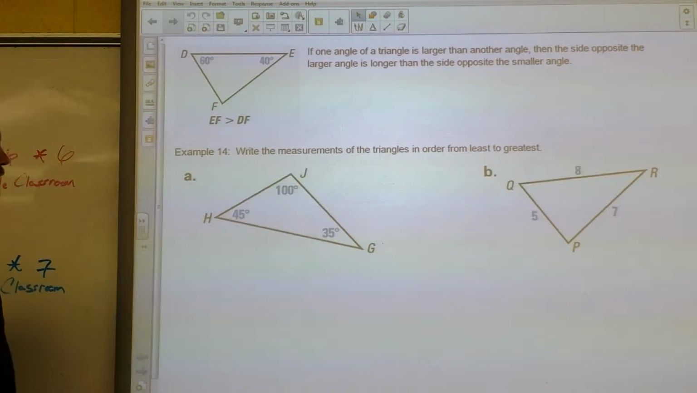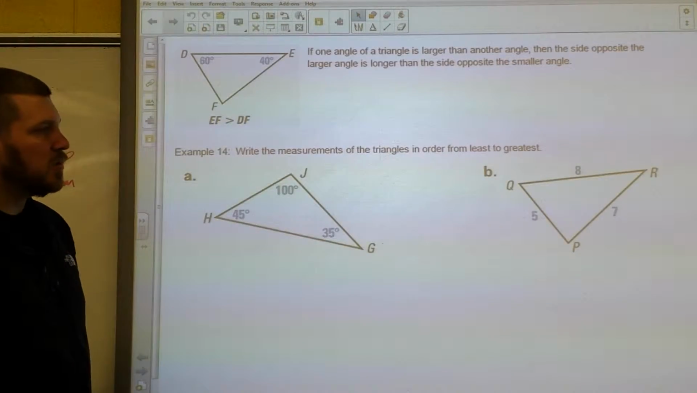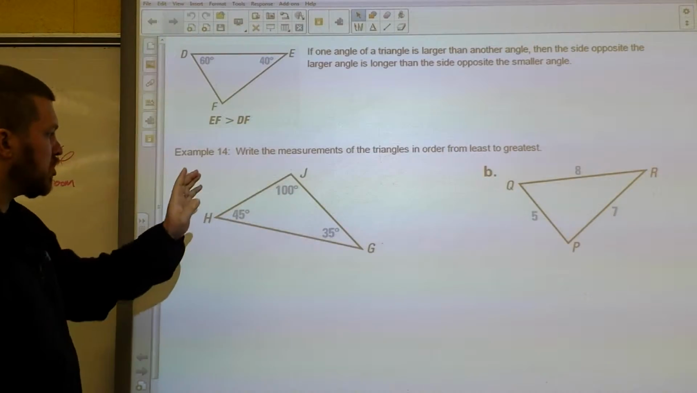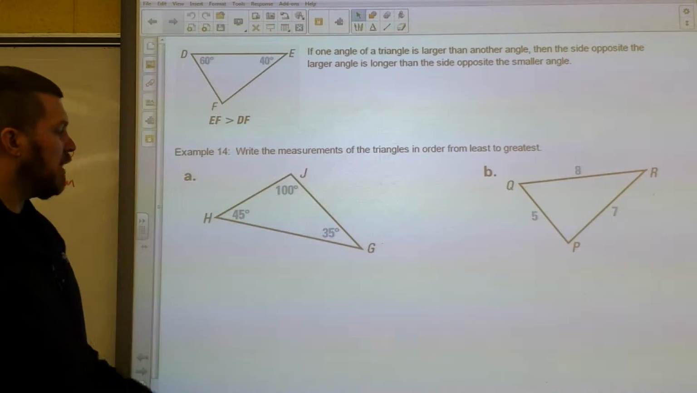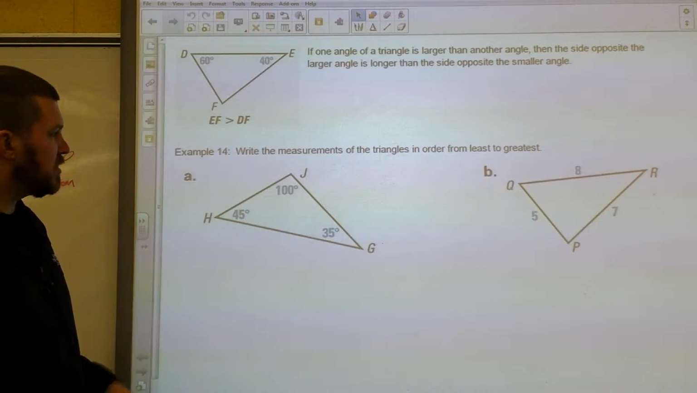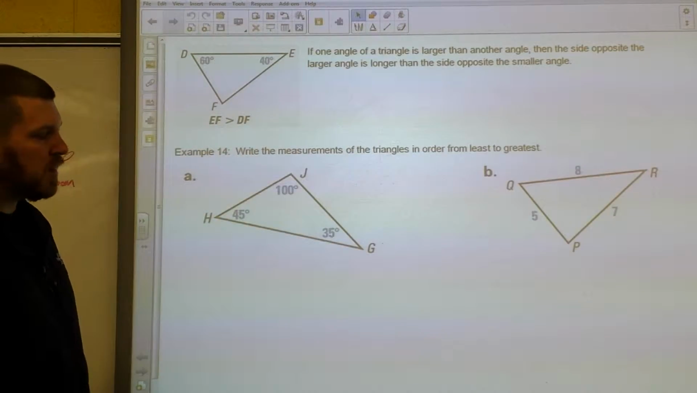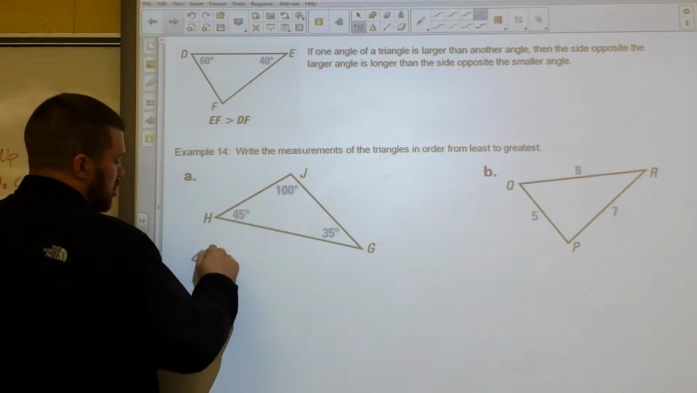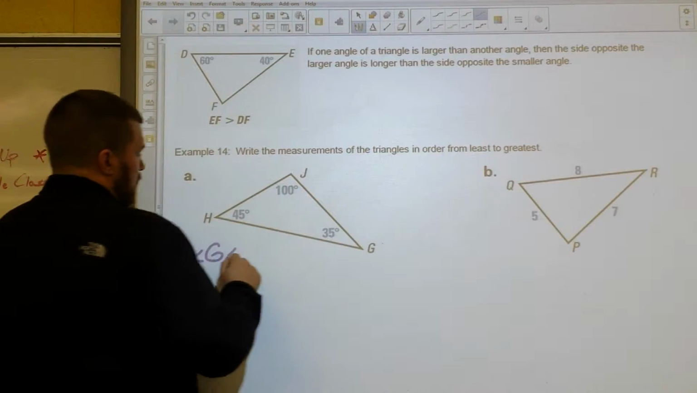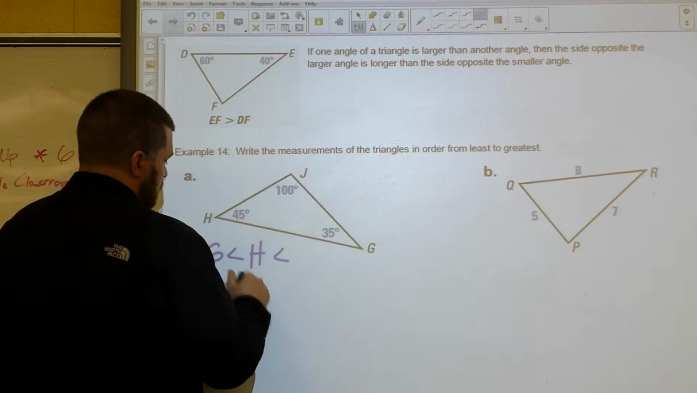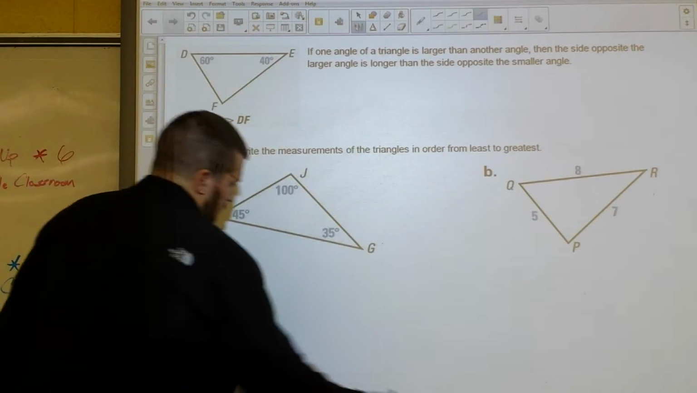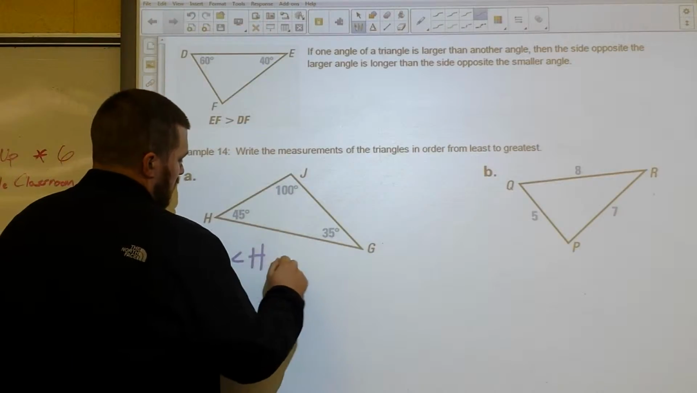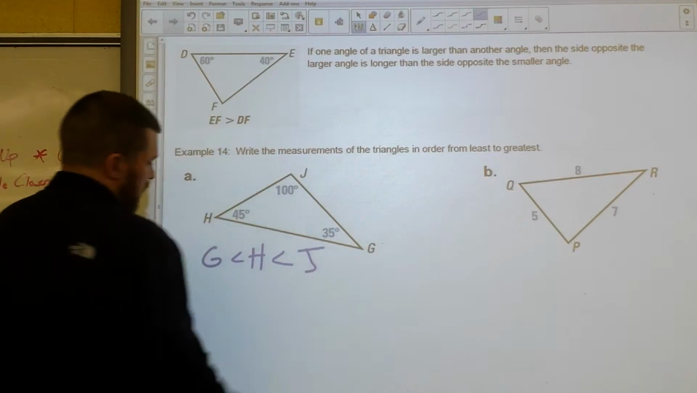So let's go ahead and do an example. We want to write the measurements of the triangles in order from least to greatest. So in problem A, we're talking about a triangle HJG, and we're going to compare the angle measurements, and also compare these side measurements. So obviously the angle measurements are pretty easy. Let's actually do it this way. So angle G is smaller than angle H, which is smaller than angle J.